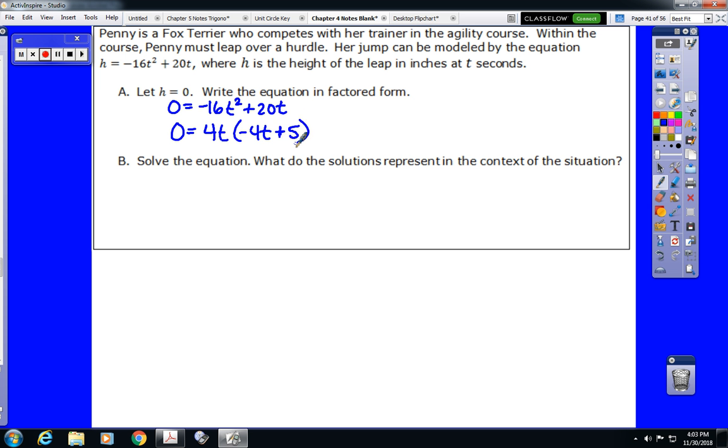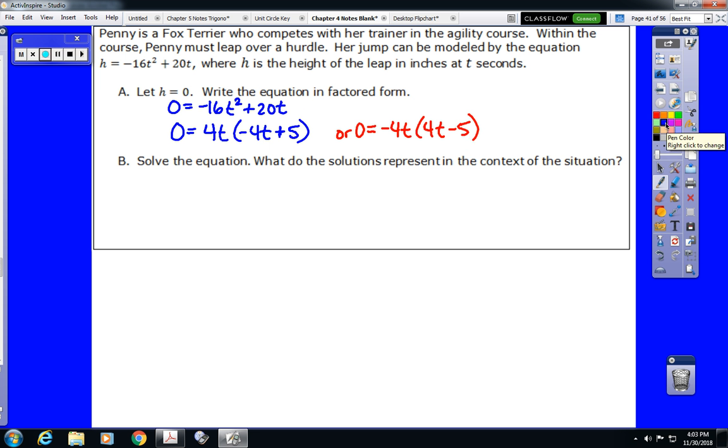Now you could also factor out negative 4t, which would make this positive 4t minus 5. Either way, you will end up with the factored form. So there are really two different factored forms. Okay, either one of these would be acceptable. You could also say 0 equals negative 4t times 4t minus 5. Either one of these would be an acceptable factored form.